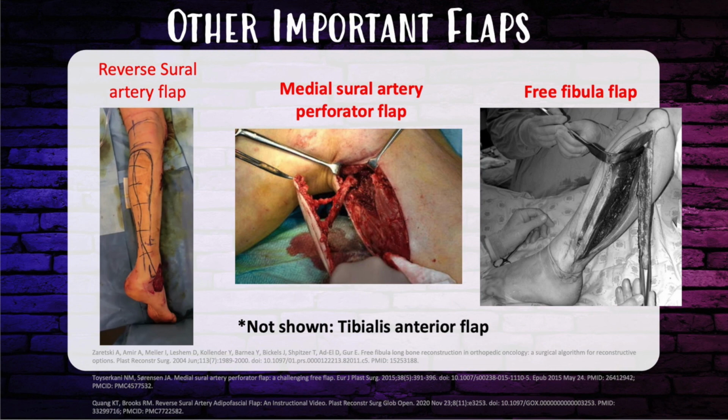The most common complication is partial flap loss, and it's commonly secondary to venous insufficiency. You could consider delaying the flap by dividing the lesser saphenous vein proximally. So if a patient is a smoker or has diabetes or other risk factors, that might be a consideration.